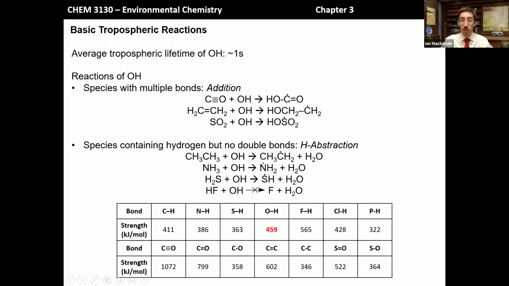You can see a similar trend for the NH bond, so that's 386, so that's a weaker bond than the OH bond that we form. Same with the SH, that's a weaker bond than the OH bond that we form. But not the FH bond. The FH bond is a stronger bond, and thus it's not favorable to break that bond to form a weaker OH bond. And so that reaction is endothermic, actually quite a bit, by more than 100 kilojoules per mole. And so that reaction there does not work.